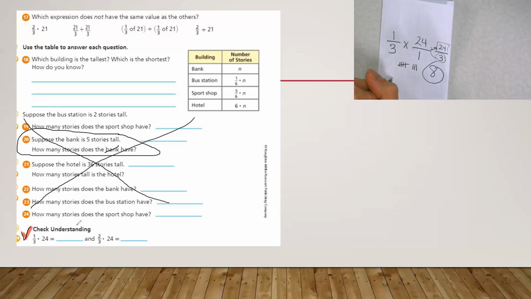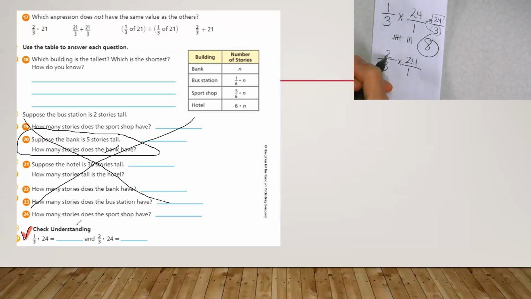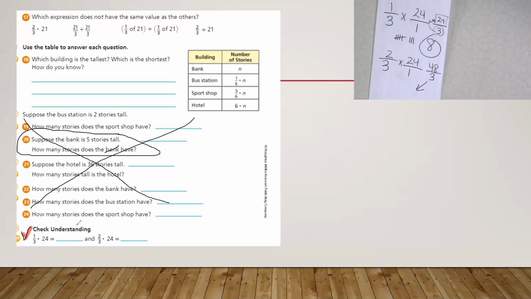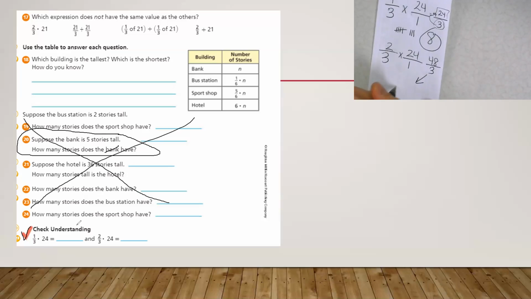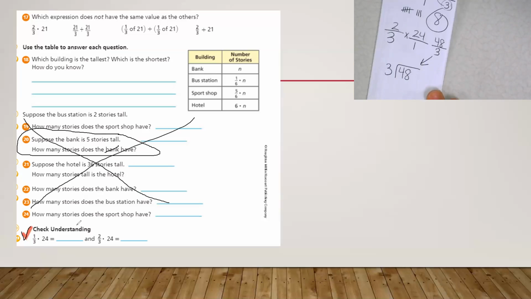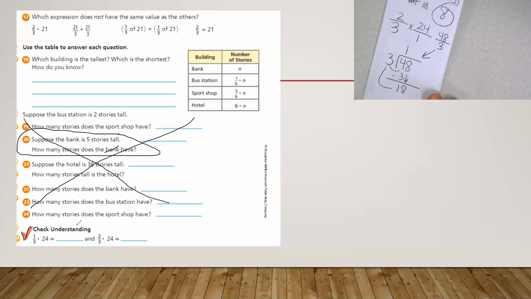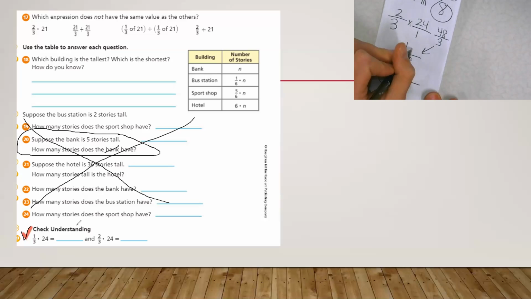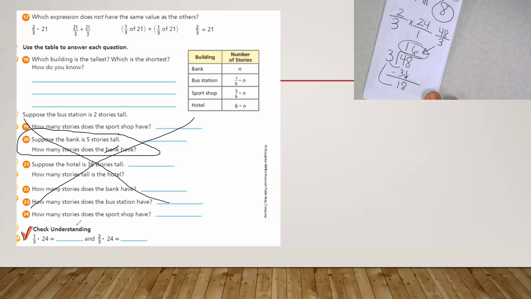Now we have 2/3 of 24. And same thing. Multiply across, you get 48 thirds. Now I understand, because you guys had an odd year last year, a lot of you struggle with division. So we are going to take some time on division and multiplication. How many 3's go into 4? 1. Subtract. How many 3's go into 18? So how many 3's go into 18? 6. Nothing's left over, so that answer is 16.